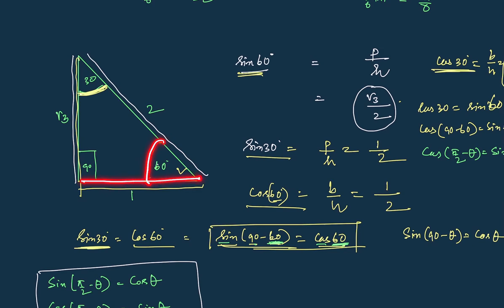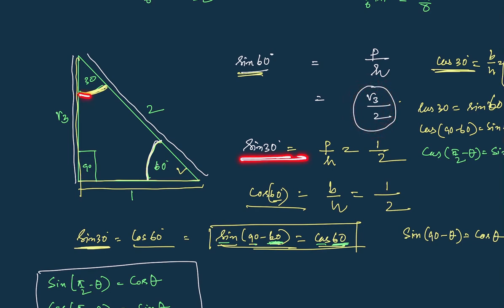Okay, now what is sin theta? Sin theta is equal to P by H. So P by H, and we have shown here it is root 3, this is 2, this is 1. So P is root 3 and H is 2, sorry. So sin 60 will be root 3 by 2. You remember this formula.